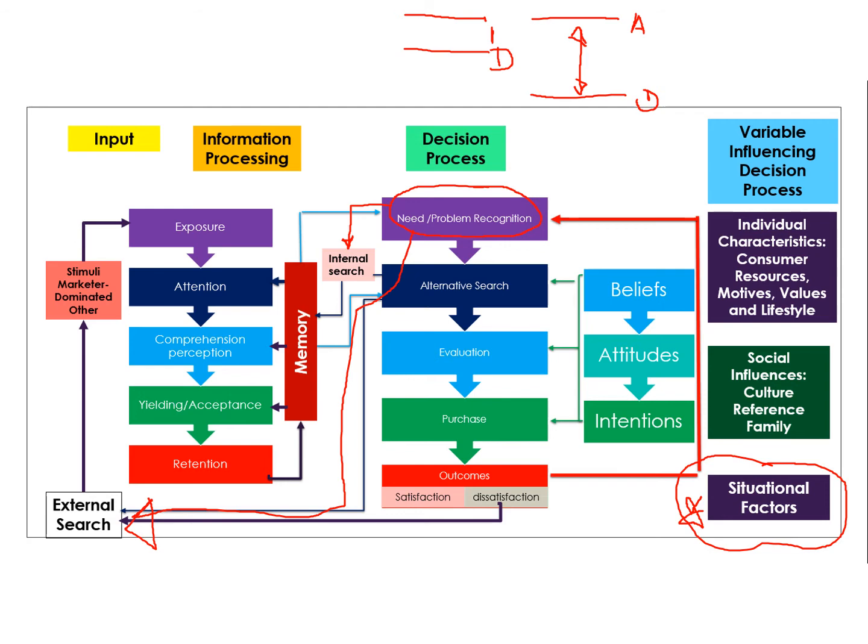To determine more and to gather more information. So this external search could be to ask friends and family or to go on social media. Now, we link this external search to the marketing stimuli, and the marketing stimuli is going to include social media. It's going to include the internet. It's going to include asking friends, asking family.